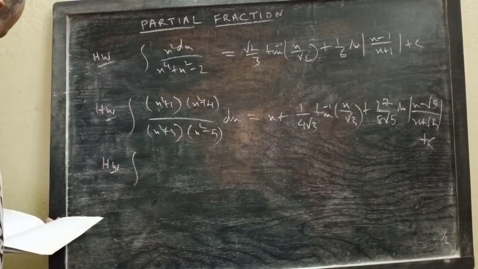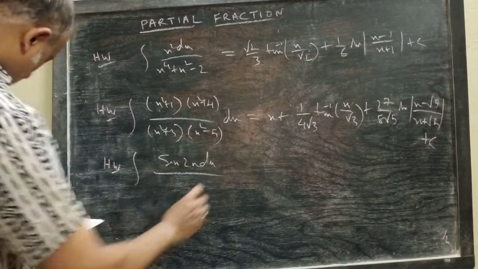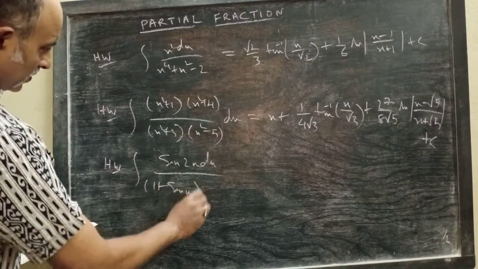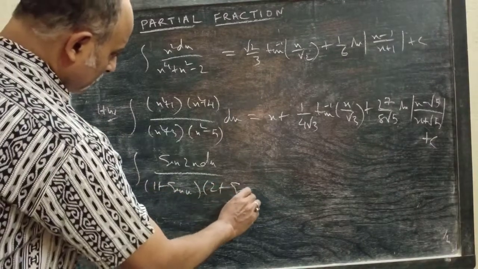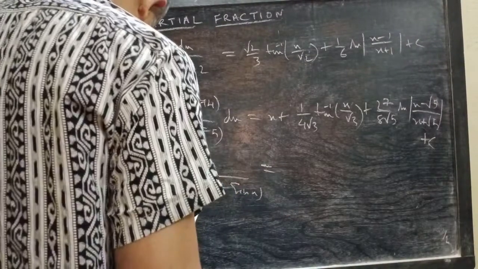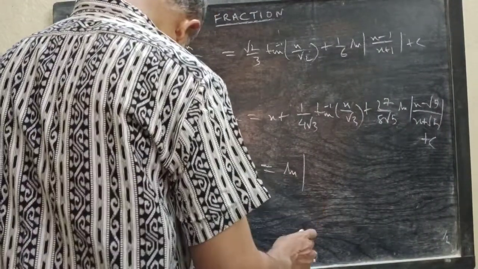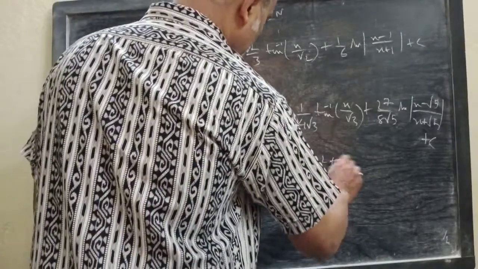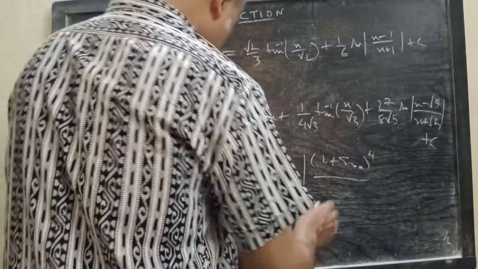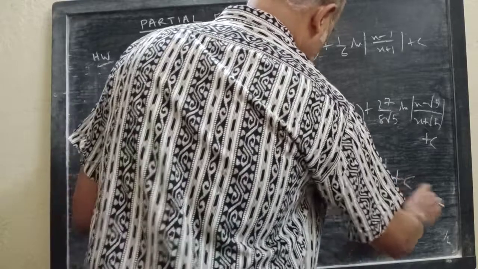Next, integration sin 2x dx by (1 plus sin x)(2 plus sin x). Its answer is ln of mod of (2 plus sin x) all to the power 4 by (1 plus sin x) whole square, mod close, plus c.